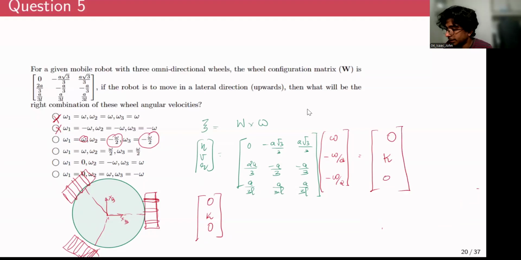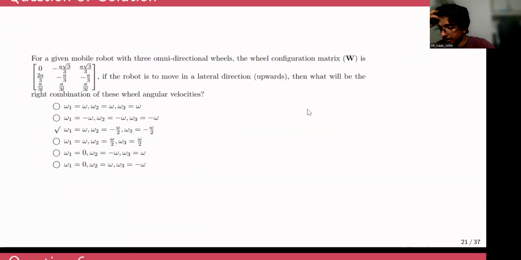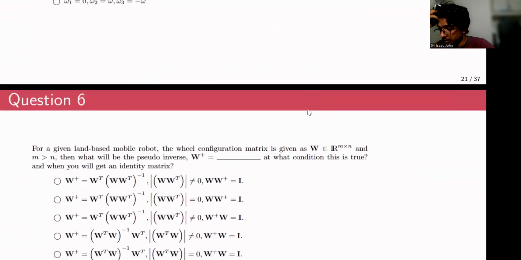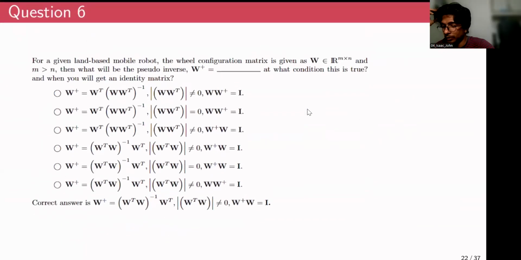So again, we have obtained what we were actually looking for, because this is what we were looking for, or we should be looking for as per the question. And with this combination of wheel angular velocity vector, we obtained this form. So our option is indeed option C. Once again, right? So that is indeed our answer. So yeah, moving on, question 6.